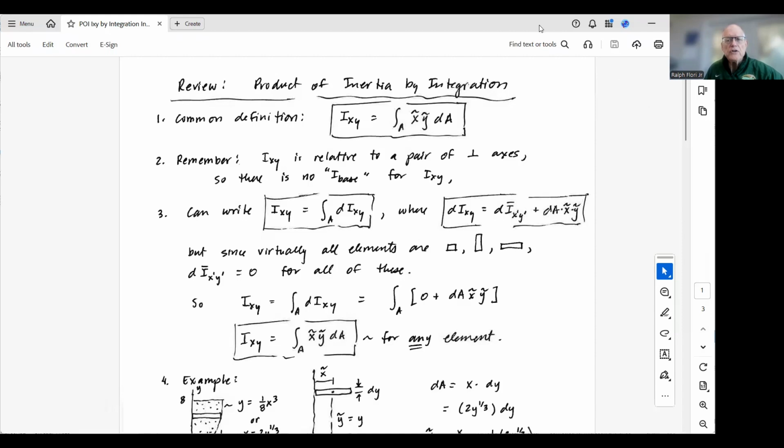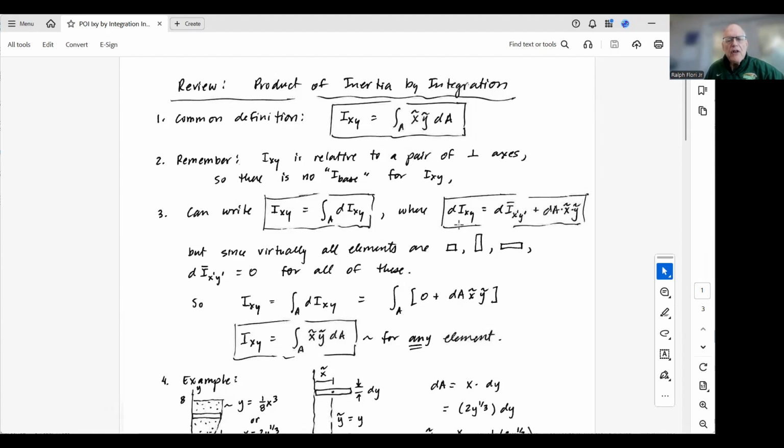Even though product of inertia is a little bit of a strange animal, it's actually not too difficult to integrate for. And it's not as picky about the dAs as moment of inertia is, for reasons that you'll see. So it's not too bad, actually. So the common definition for Ixy is the integral over the area of x tilde times y tilde times dA, or you could say the integral over the area of x times y dA. Obviously, it depends on your definition of dA.